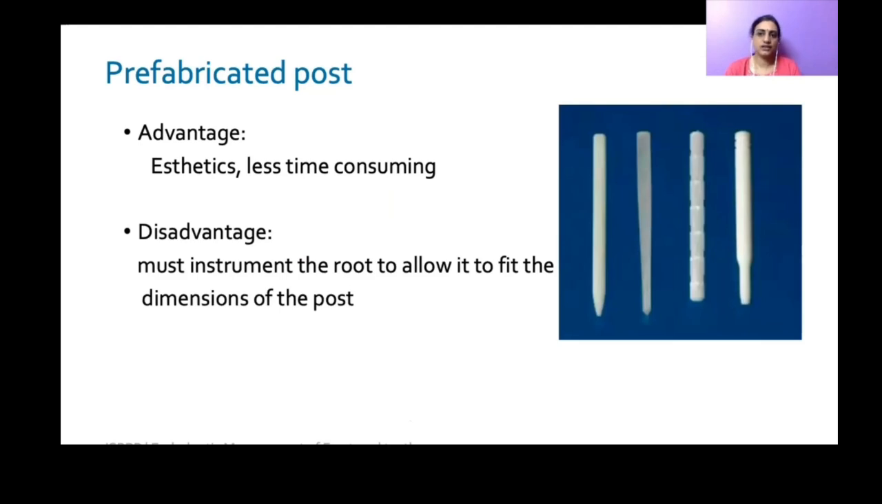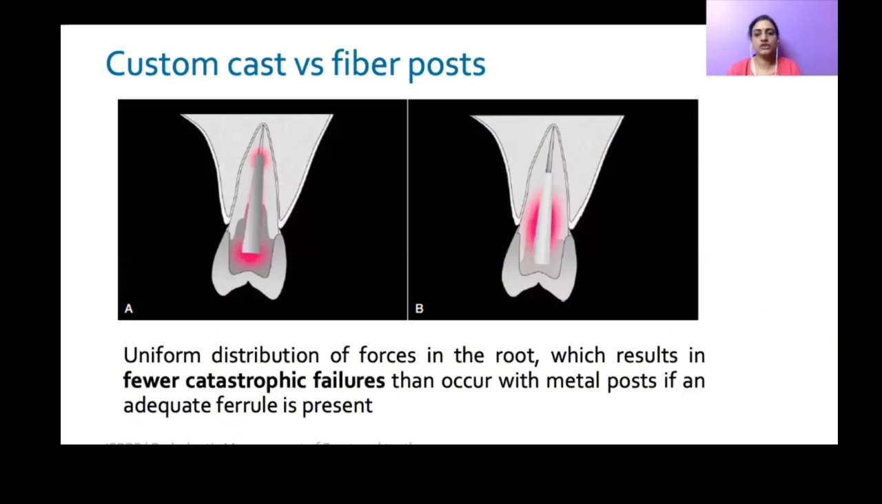When we plan to give a post, the first thing which occurs to us is fiber post, because it's a single appointment procedure. You can easily cement it. There are different sizes which are available, and it is good in aesthetics. So we can give it under an all ceramic crown also. However, we have to prepare the canal to accept the type of the post which you are giving. One more advantage of the fiber post is that it results in more favorable distribution of forces into the radicular dentin compared to the metal posts.